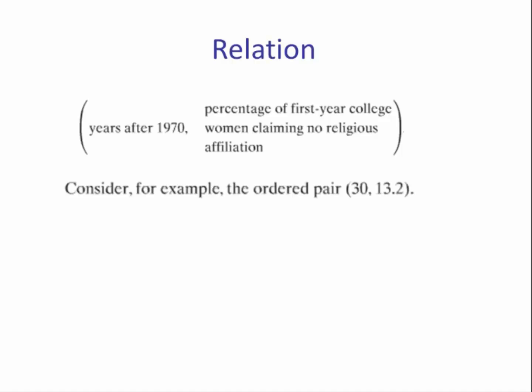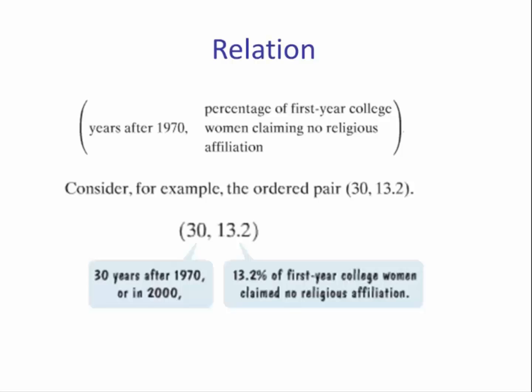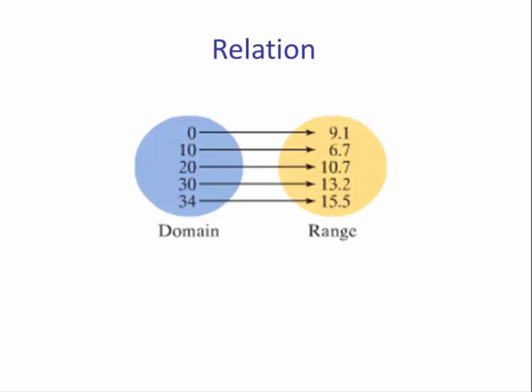For example, if we look at the ordered pair (30, 13.2), this would be 30 years after 1970, which would be 2000, and the corresponding y value is 13.2, which is 13.2% of females who claim no religious affiliation. So this is an ordered pair. Now another way we can express relations is by what's called a mapping.